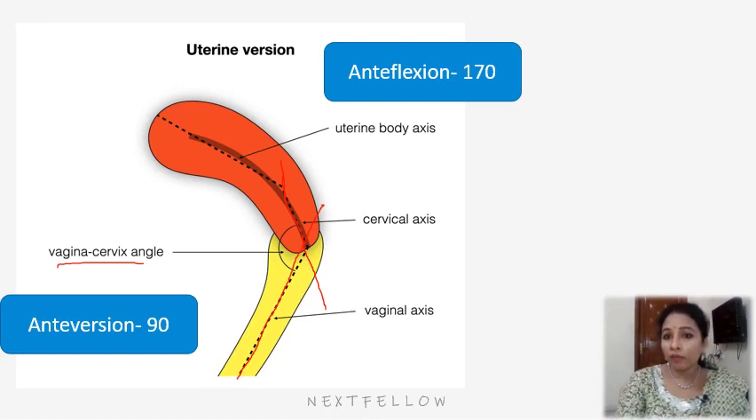Next, the angle of anteflexion refers to the anterior bend of the uterus at the angle between the cervix and the body of the uterus. So it is the angle between the long axis of the cervix and the long axis of the body of the uterus. This angle, which I'll show in black, is the angle of anteflexion. It is usually around 170 degrees.